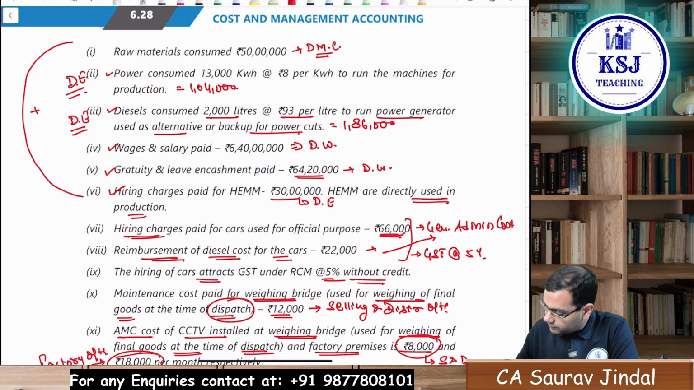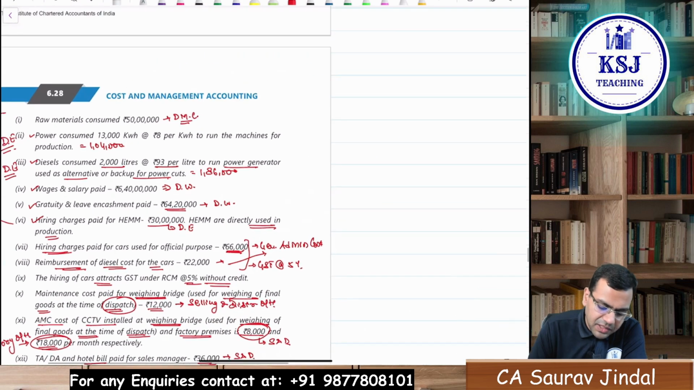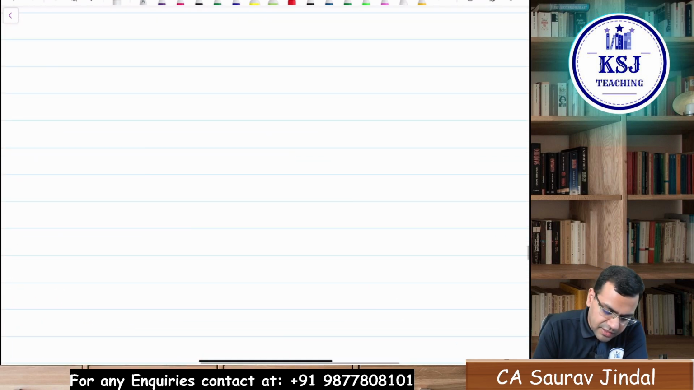Let's do it on calculator only. We'll do it, sir. Or you want me to prepare the cost sheet? Let's prepare the cost sheet. Okay, fine. Otherwise you people might get confused. So the first we'll take is raw material consumed. Raw material consumed, that is given as 50 lakhs.